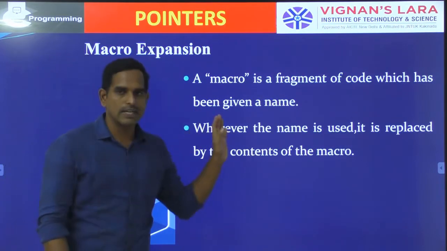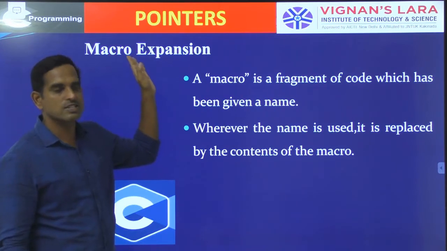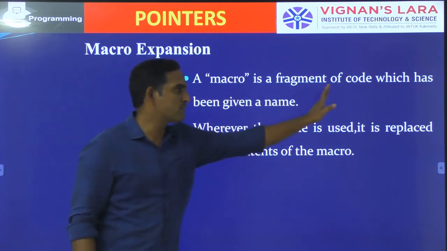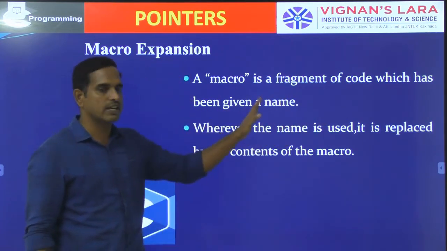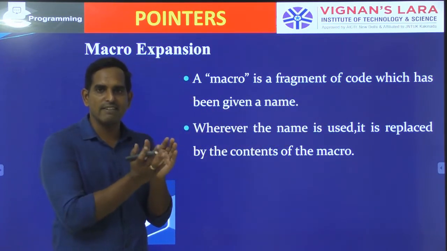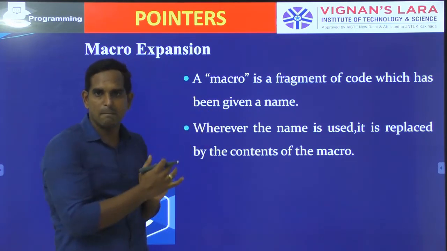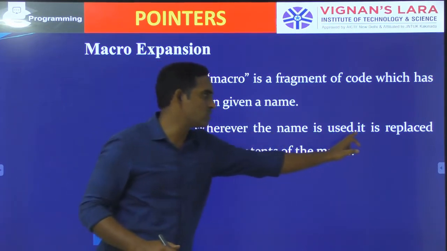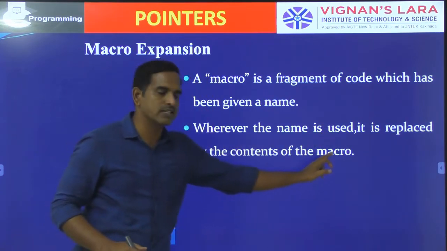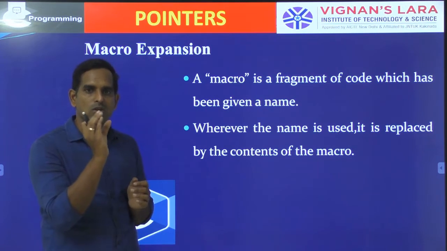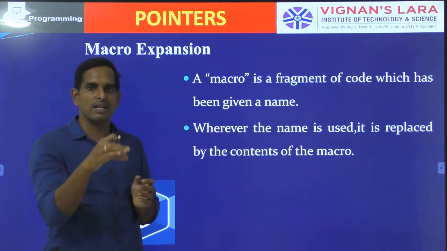So the second type of preprocessor directive is macro expansion, where a macro is a fragment of code which has been given a name. If I have some code, I can give a name to that code and place it as a macro. Wherever the name is used, it is replaced by the contents of the macro. So in the main program, wherever you use that macro, the contents of the macro will be placed there.